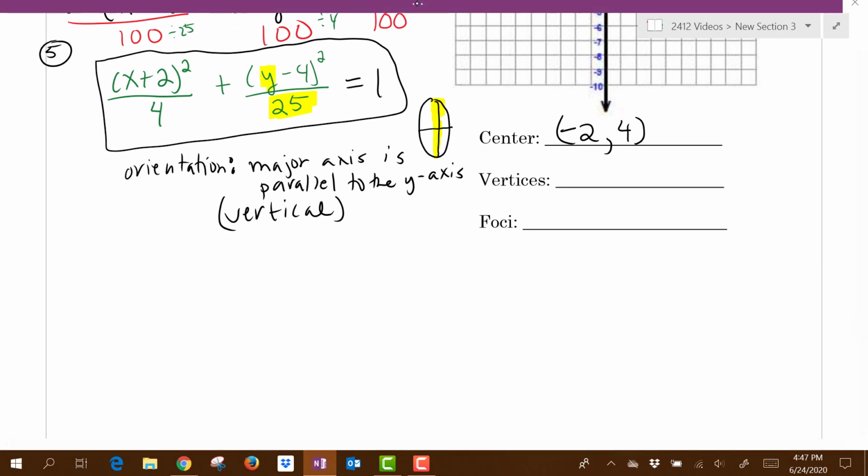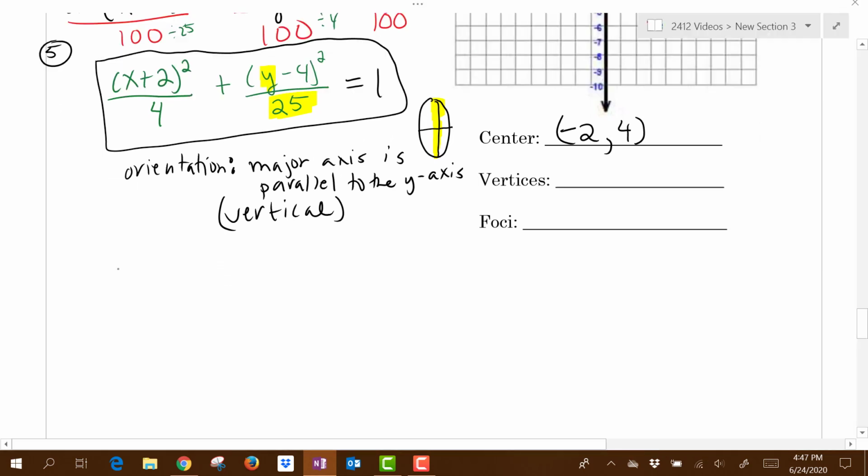Okay, so now we need to know what is A, B, and C. Okay, the larger denominator we assign to be A squared. The smaller denominator then is B squared. So A value would be 5, square root of 25. The B value will be the square root of 4, so that's 2.